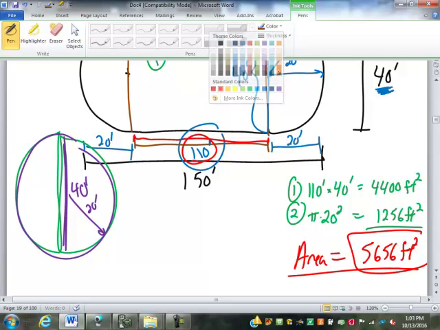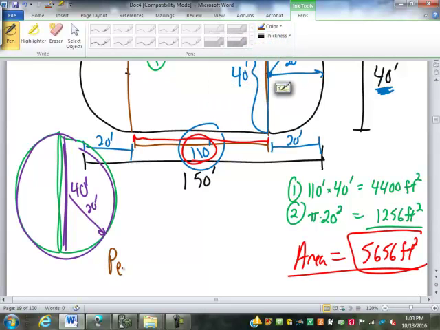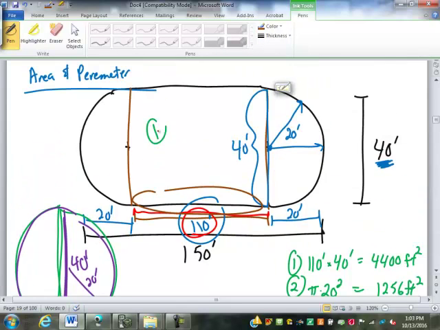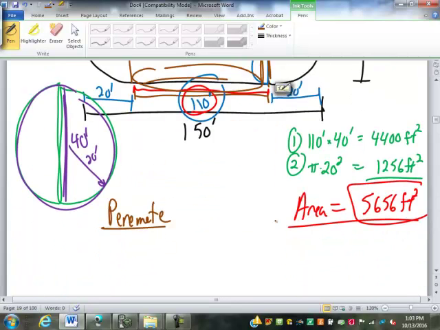Perimeter, we're just adding up the sides. Well, we already figured we got 110 here. We have 110 here. Do we need to add in the 40s? No, because those aren't on the outside, are they? So we just have 110 and 110.